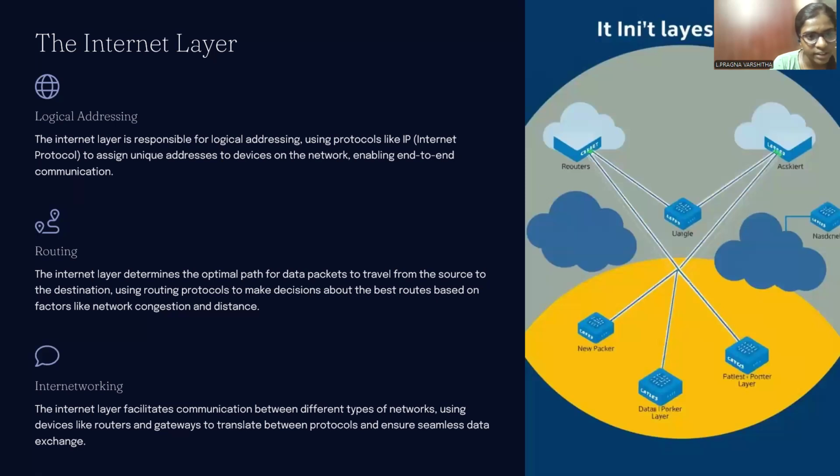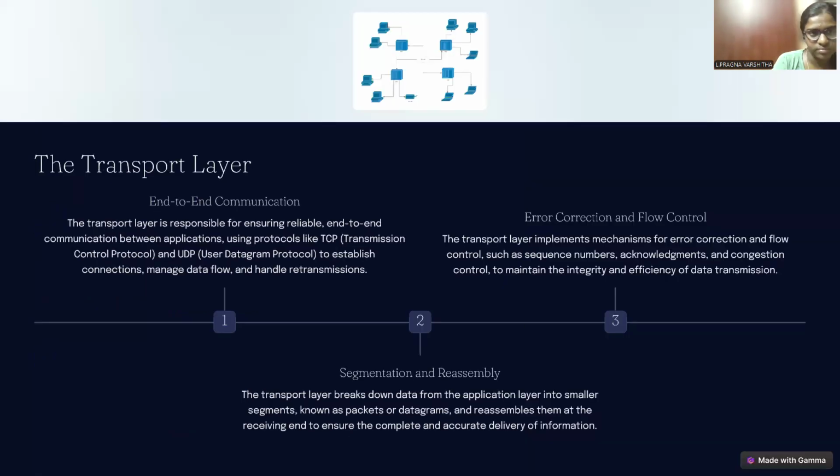Second is routing. The internet layer determines the optimal path for data packets to travel from source to destination using routing protocols to make decisions about the best routes based on factors like network congestion and distance. Third one is internetworking. The internet layer facilitates communication between different types of networks using devices like routers and gateways to translate between protocols and ensure seamless data exchange.